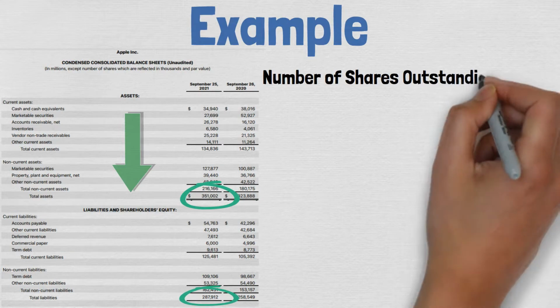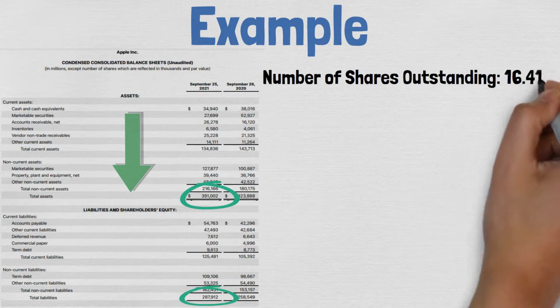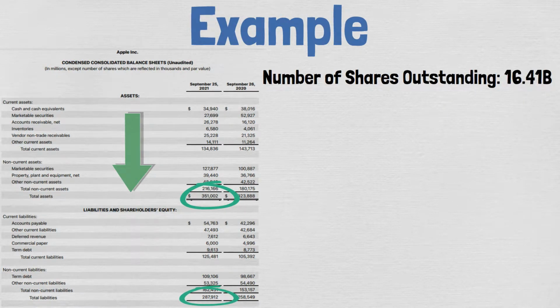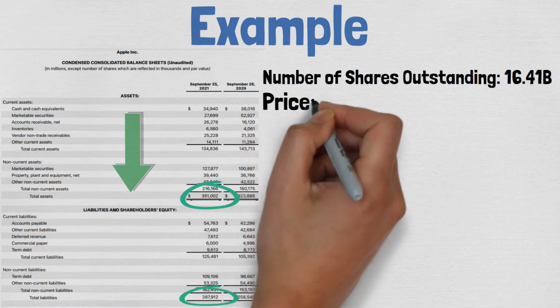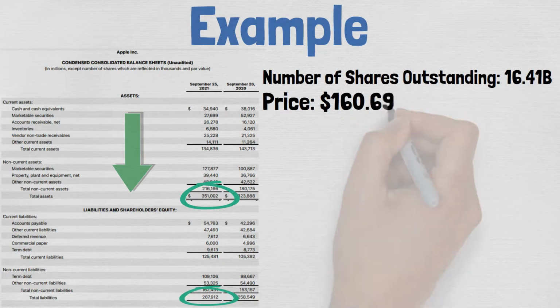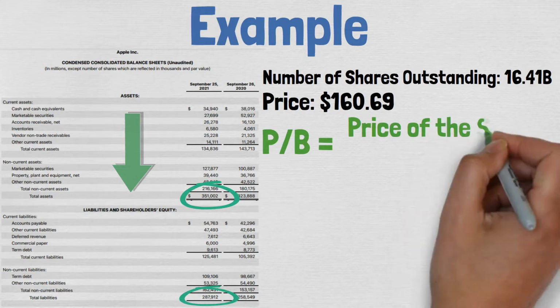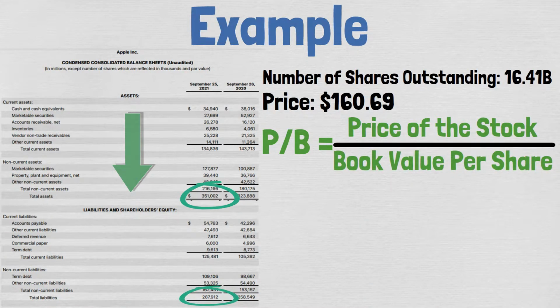Next we have to find out how many shares outstanding Apple has. I personally used Yahoo Finance for this, but you can use whatever website you want to find out that Apple has 16.41 billion shares outstanding. The last thing we need to find out is the current market price of one Apple stock, which is $160.69.